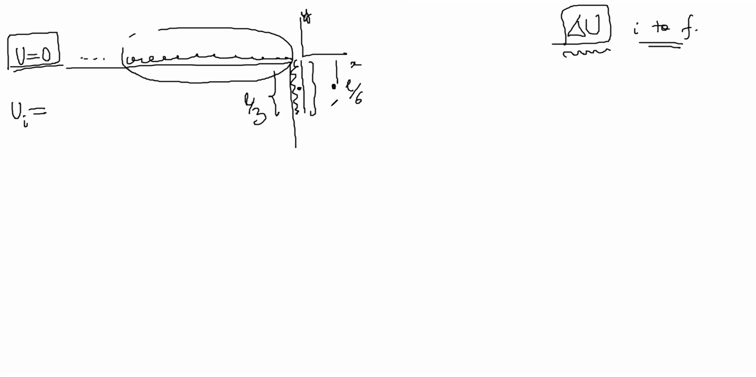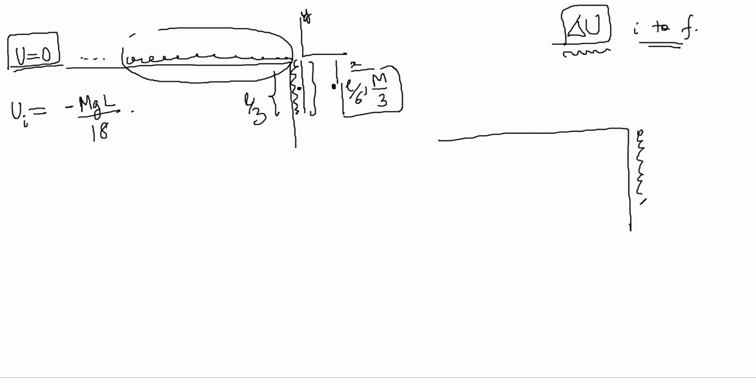So what is the mass here? Mass is m by 3, because the total mass was m. So a particle of mass m by 3 is at a depth of L by 6. So potential energy would be mgh, and it becomes negative mgL by 18. Now potential energy final. In the final situation, you have the whole thing like this.